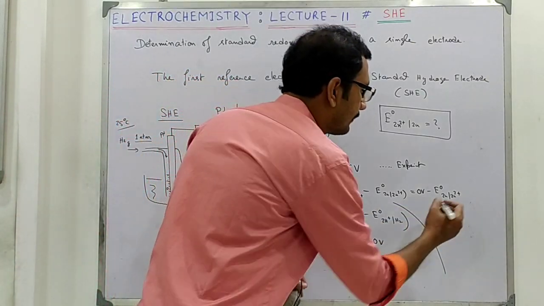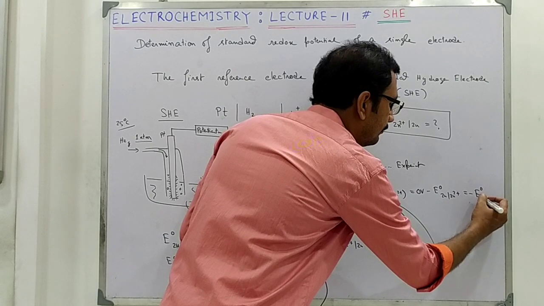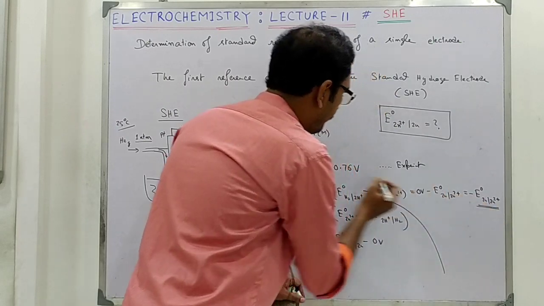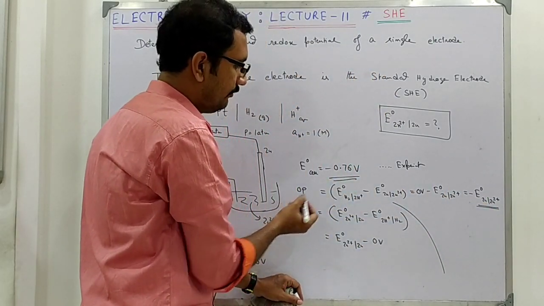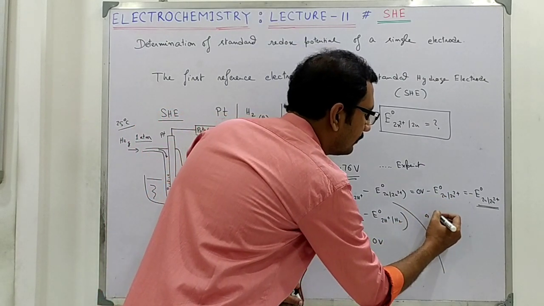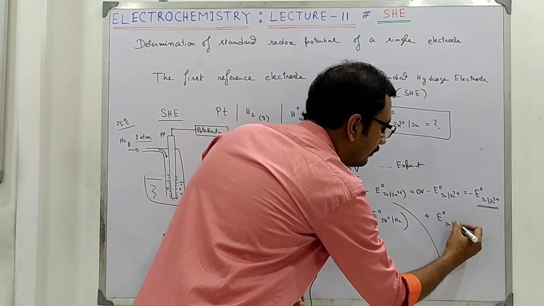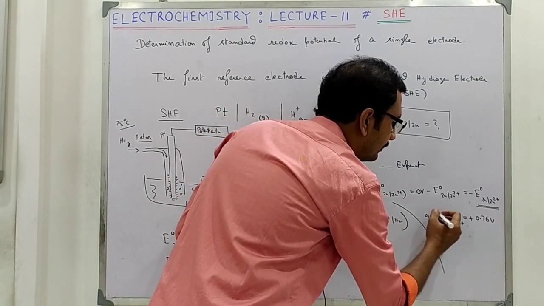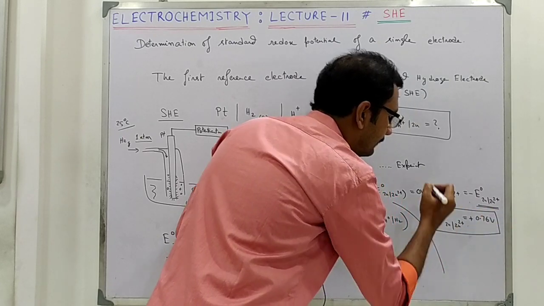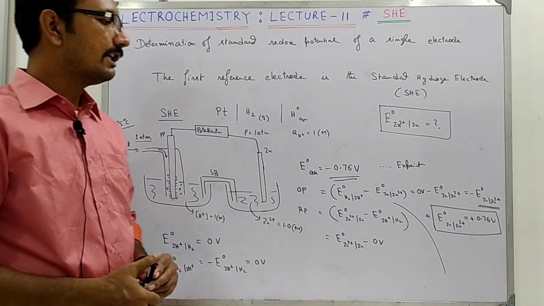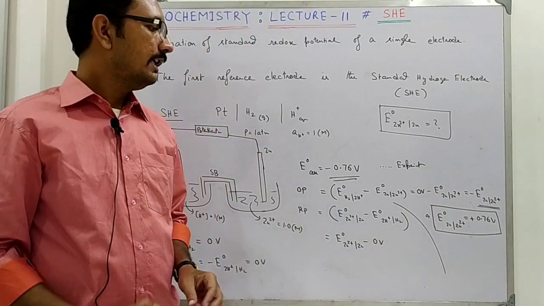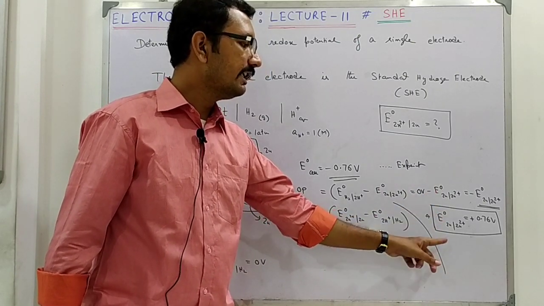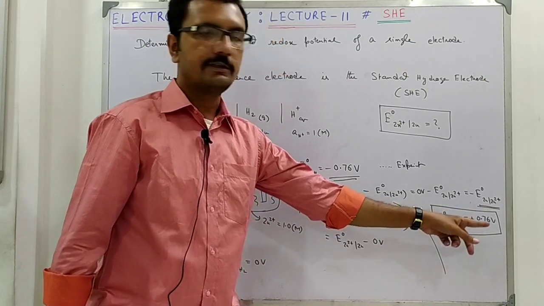Now it is equal to minus E0 Zn2 plus. Now this value is equal to minus 0.76. You see, I am continuing this expression, or E0 Zn2 plus equals plus 0.76 volt. This is the standard electrode potential of the Zn2 plus electrode, and since this is in oxidation, this is the standard oxidation potential of the zinc electrode, and the magnitude is plus 0.76 volt.